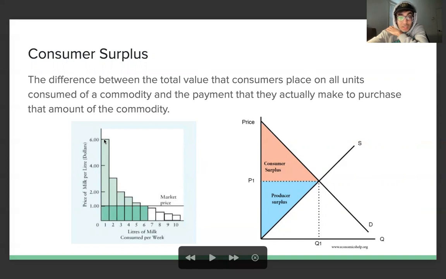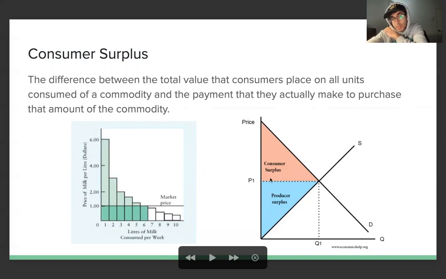It's the difference between the price on the demand curve. So if you take the middle points of all these graphs and you join them, that'll give you the demand curve. And so for all of these quantities, the difference between 6 and 1, let's say this is 3, so 3 and 1, and so on until we reach the market price. The sum of all these areas is the consumer surplus. So if you look at the graph on the right here, that's exactly this orange shaded region, which is for all these points, the difference between the price on the demand curve and the actual price that's being paid.